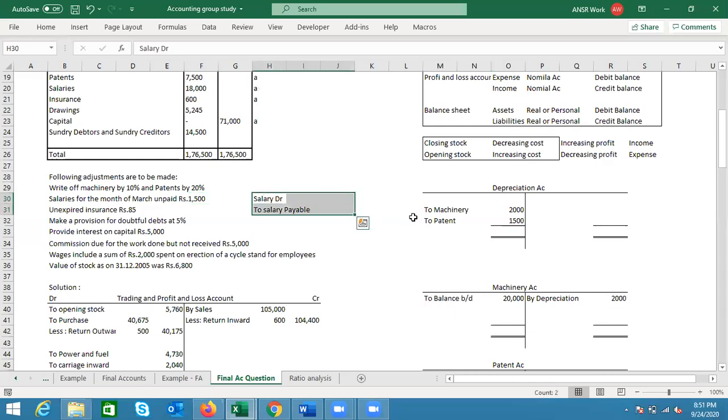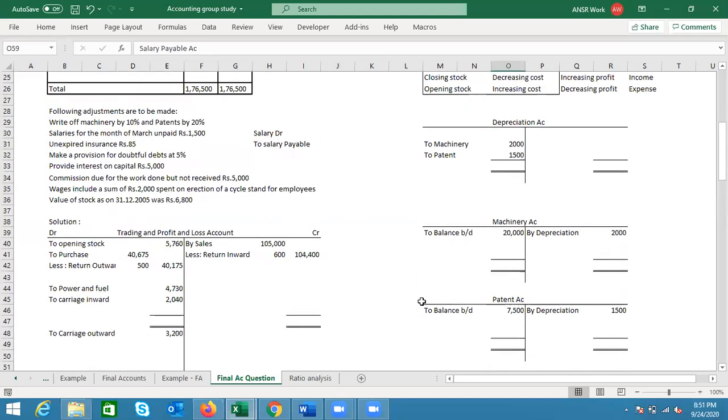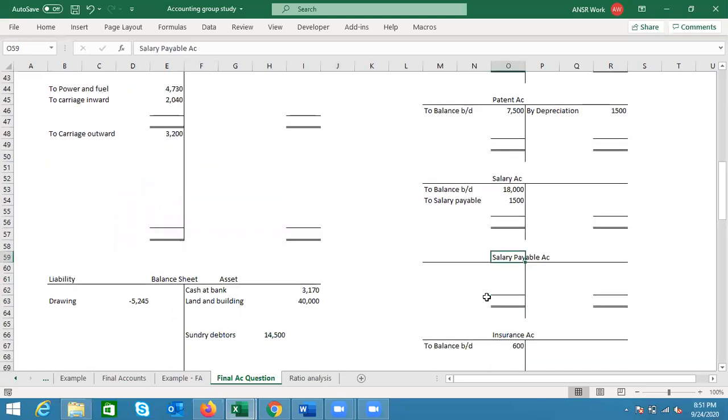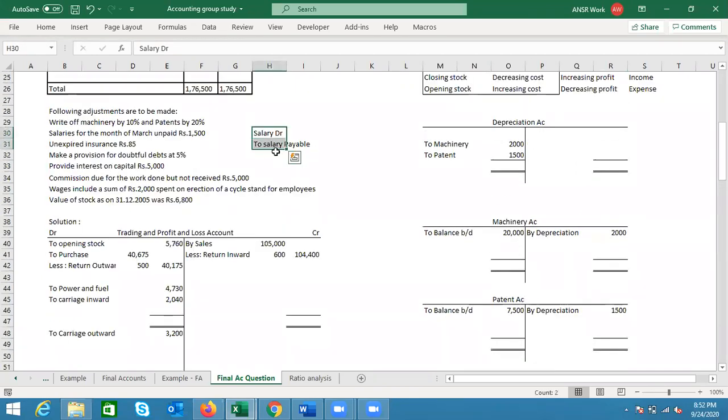Which was not there in our trial balance. So we'll be creating a new account for it. It will be posted in the salary payable account on which side? Credit side. In the credit side, by salary account, the amount will be exactly the same, 1,500 only. Now we are done with the next adjustment.